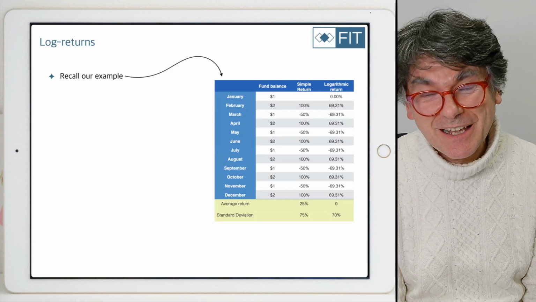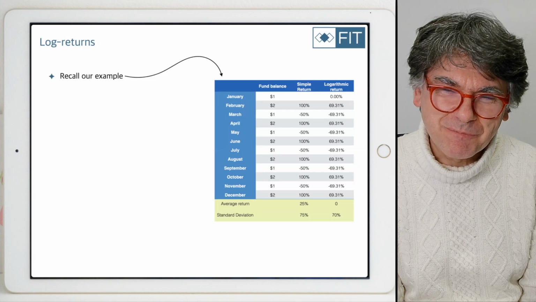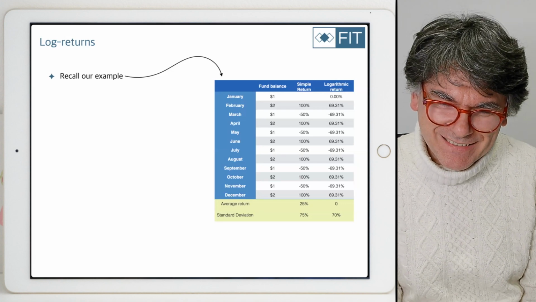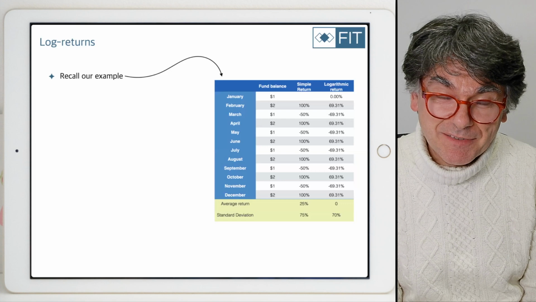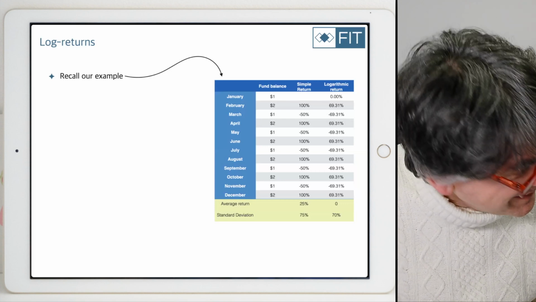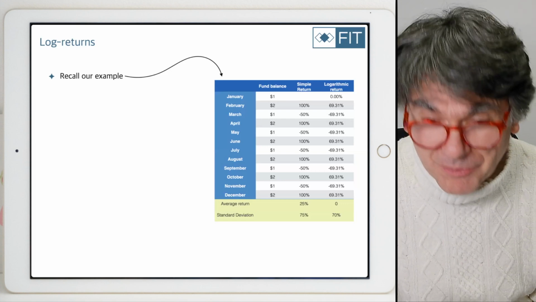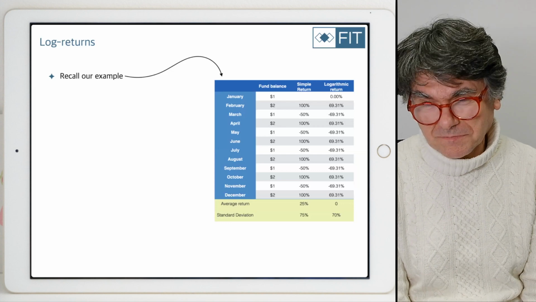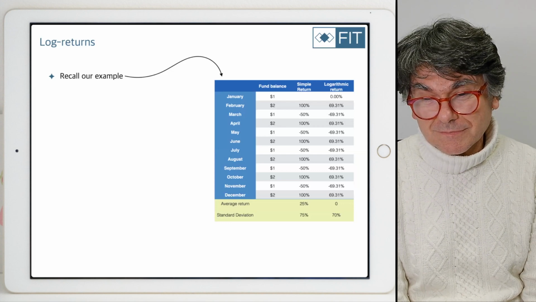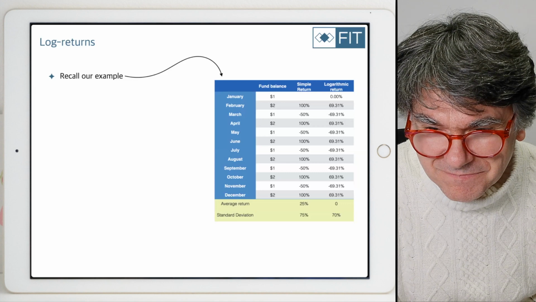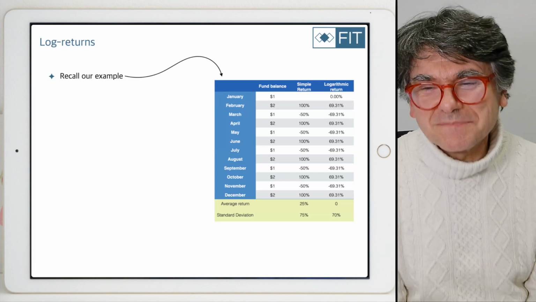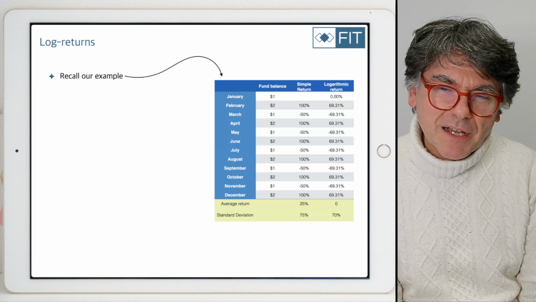What's 70%? What's 70% squared divided by 2? 25%? 25%. You see? This is Ito's lemma at work.